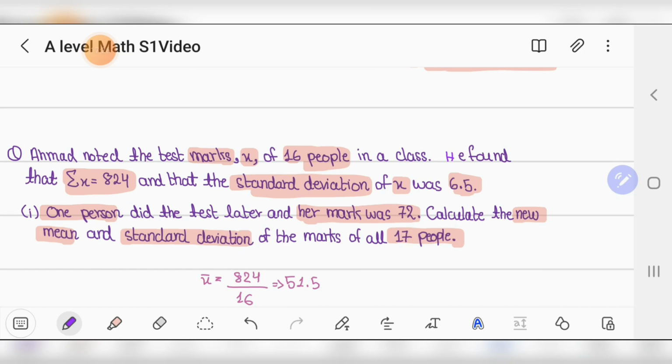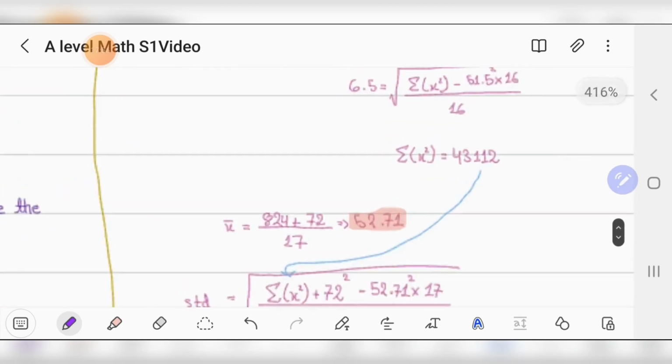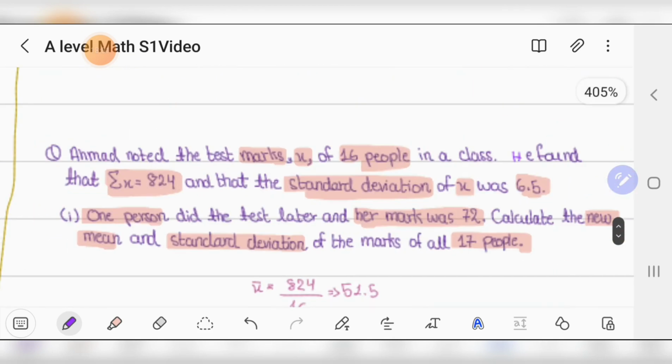Okay, so first of all, it says that the standard deviation was 6.5. Let's calculate the mean, right? 824 upon 16, we got this, and it says that one person did the test later and her marks was 72. So we're going to add it, and we can calculate it. We can just do 824 plus 72 upon 17, and we get the new mean, right? This is the new mean, 824 plus 72 upon 17, and this is the old mean. Okay, we all know the mean. And then it says calculate the new mean and the standard deviation.